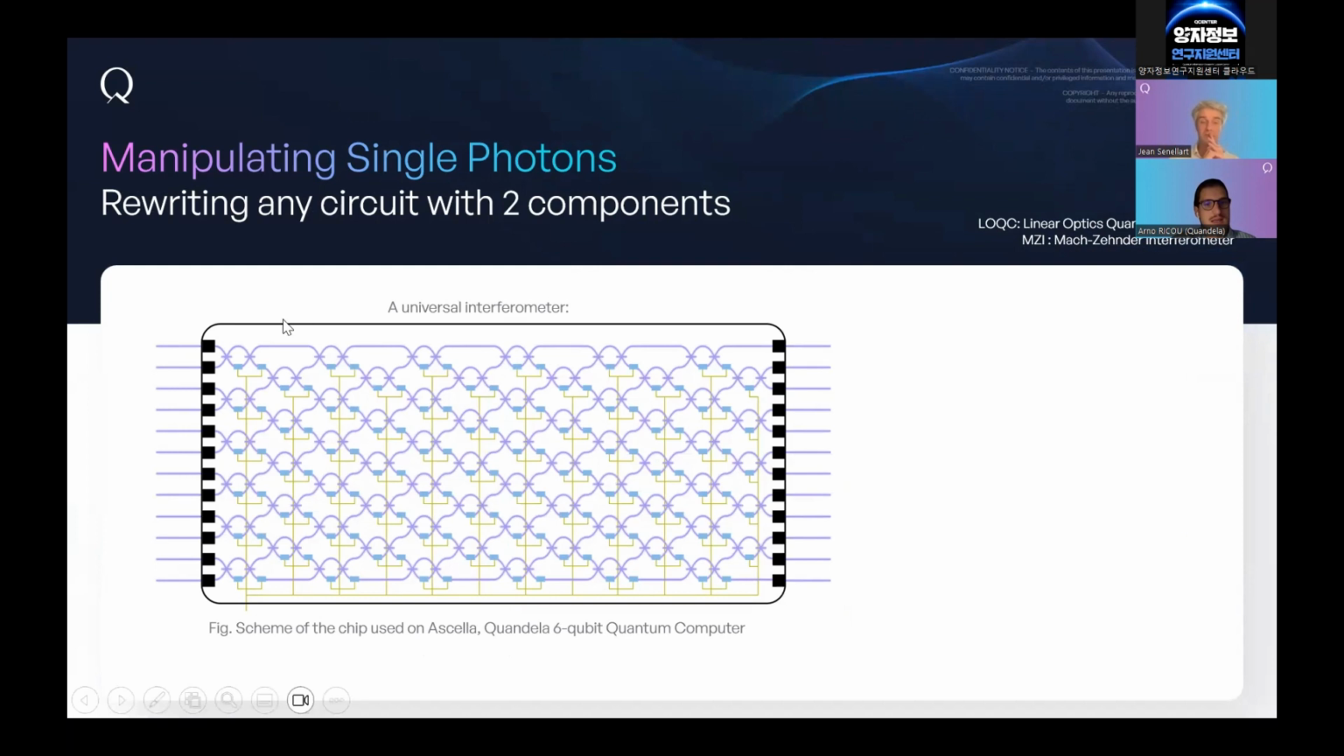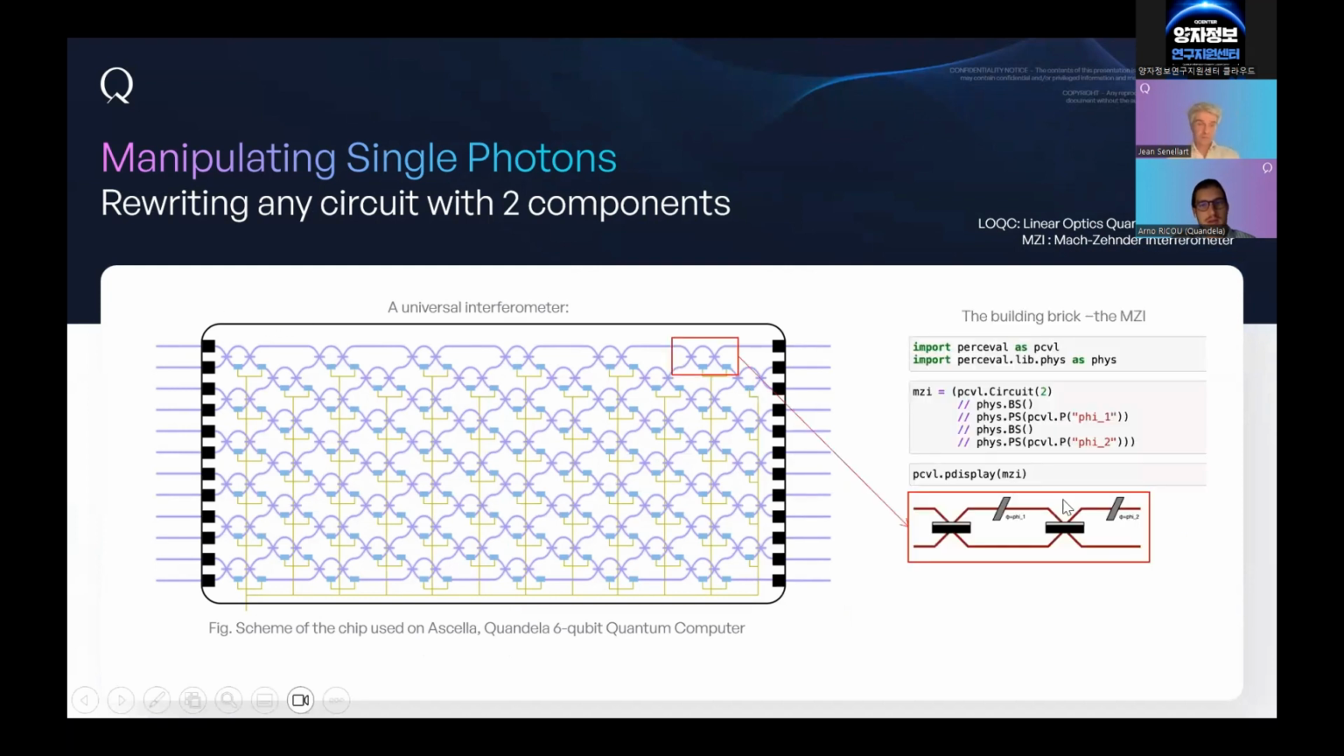So as you see, it's a repetition of one pattern. We have what we call a Mach-Zehnder interferometer, which is just two 50-50 beam splitters and two phase shifters. And then we put them in a mesh. So you see that we have this one here, you find it here again, and then here again, and so on and so forth. And that gives you a universal interferometer, essentially. And that's the chip design we use for our 6-qubit quantum computer. So 6 qubits, we input 6 photons, and we have 12 wires.